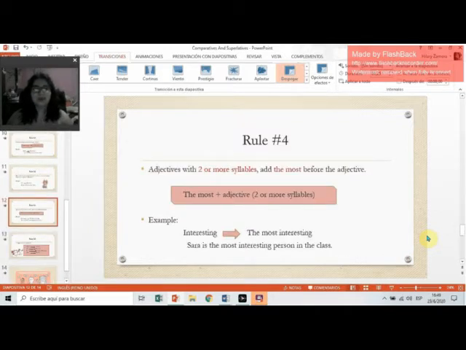Rule number 4, adjective with 2 or more syllables, add the most before the adjective. The most plus adjective, 2 or more syllables. Example, interesting, the most interesting. Sarah is the most interesting person in the class.